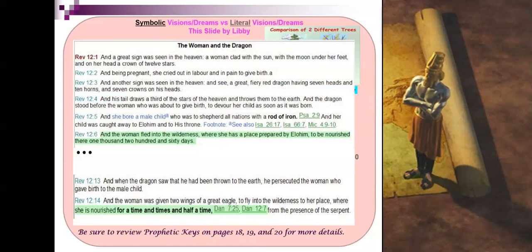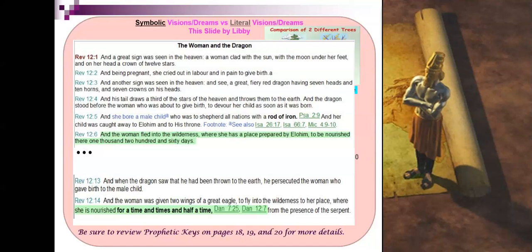12:6, it has this kind of language. "And the woman fled into the wilderness, where she has prepared a place of Yahweh that should feed her there 1,260 days." So now this is an instance where Revelation has several levels of application. Okay, you can look at this in two different ways.